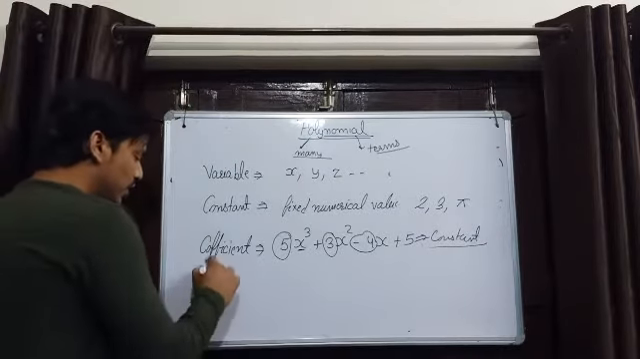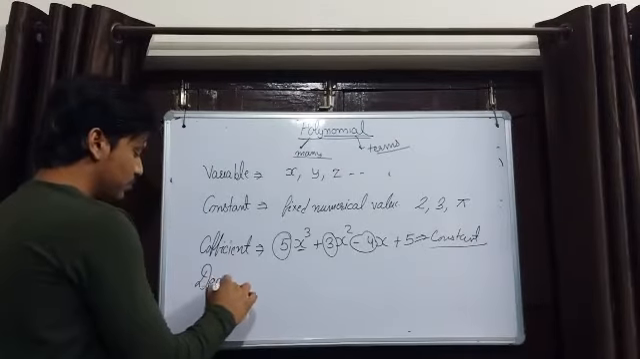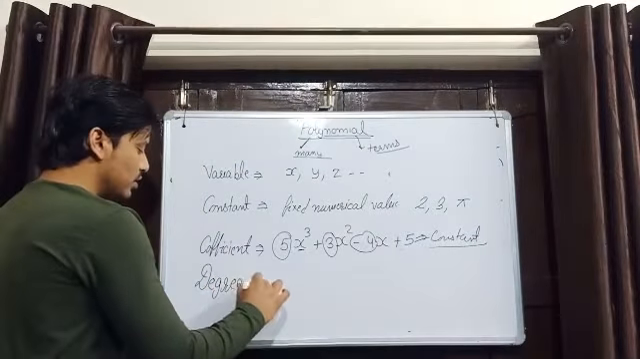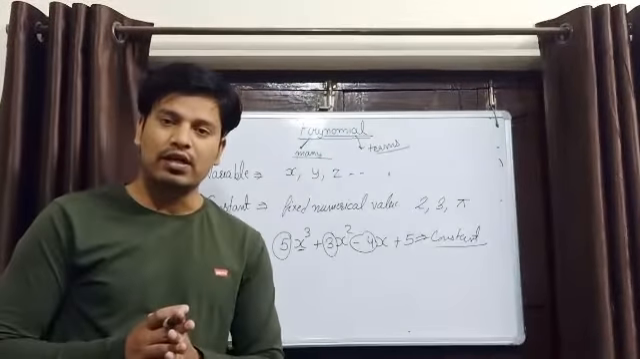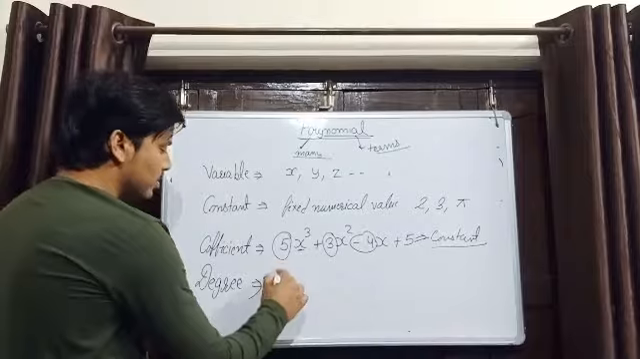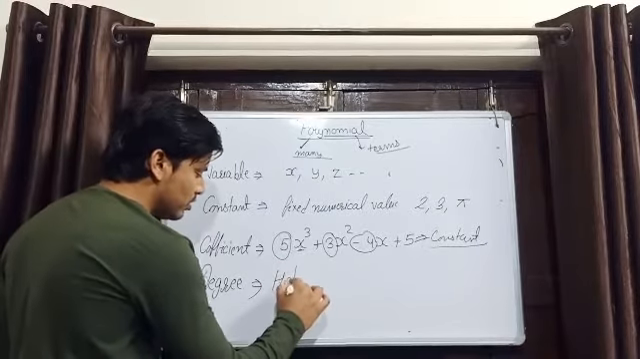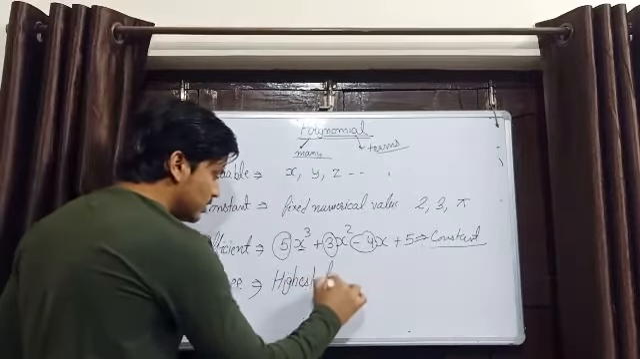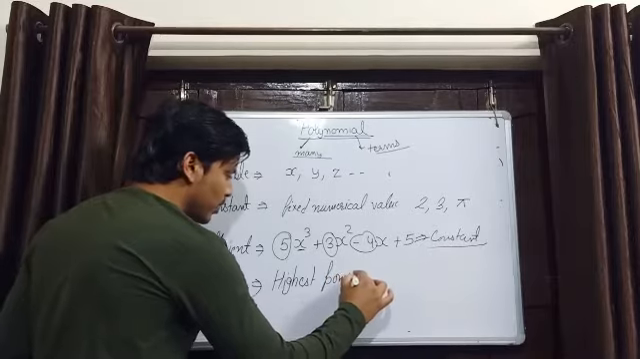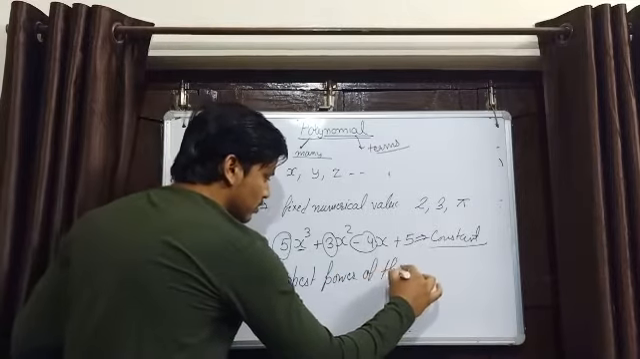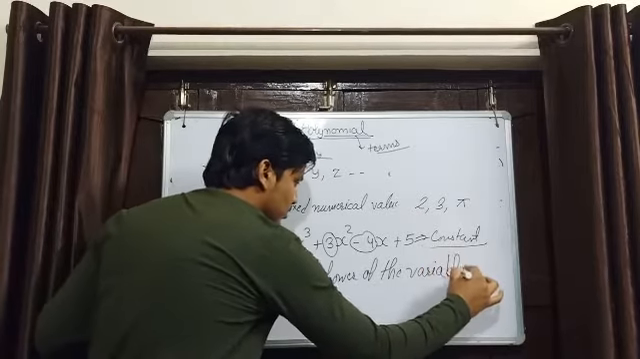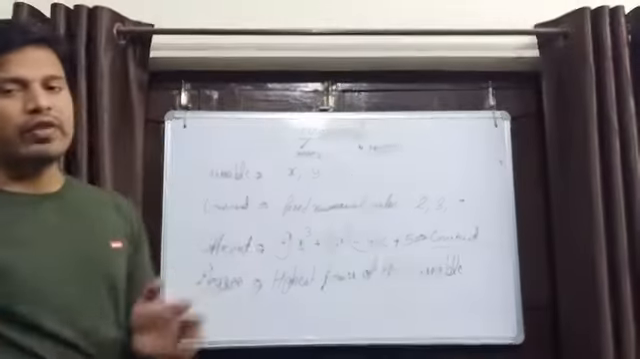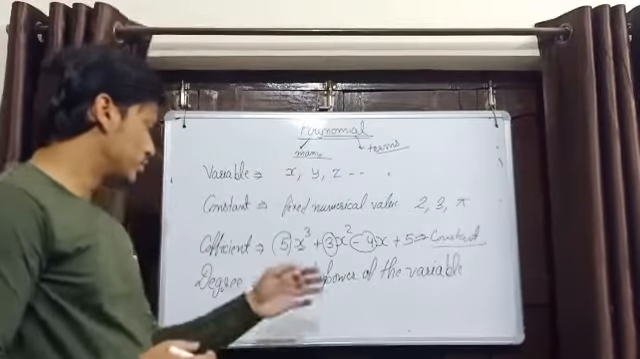Then we are discussing degree. What is degree? Highest power of the variable is called degree. Means highest power of the variable. Highest power of the variable is called degree of this polynomial.